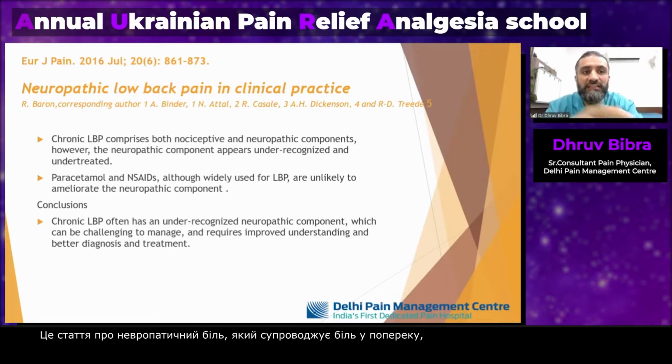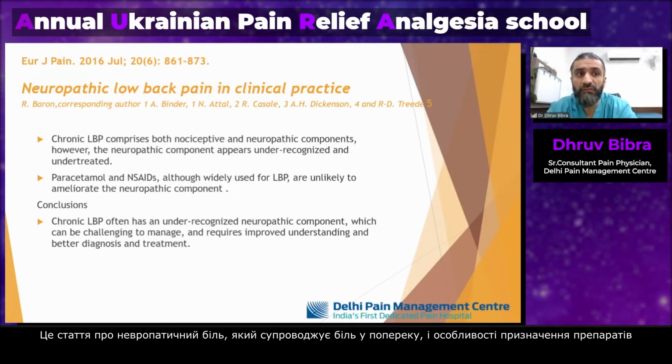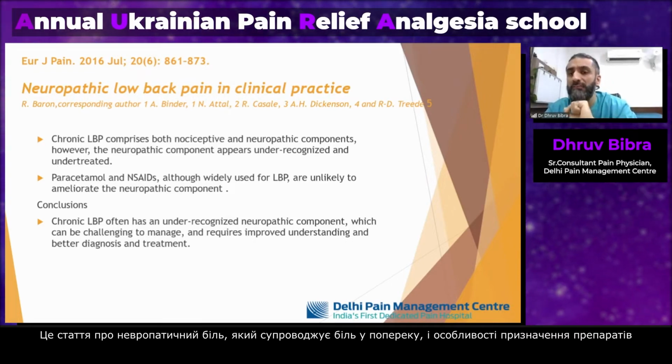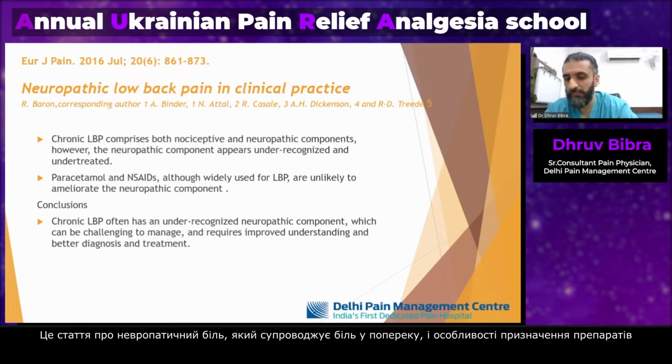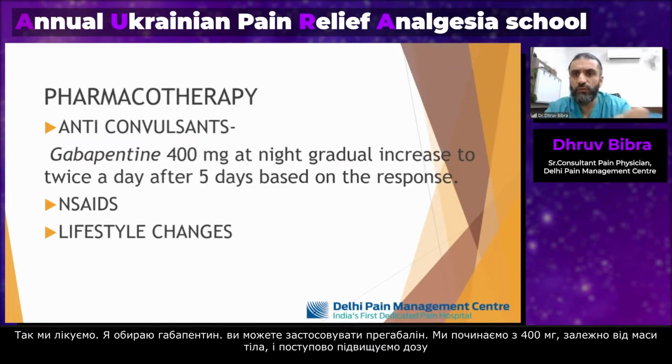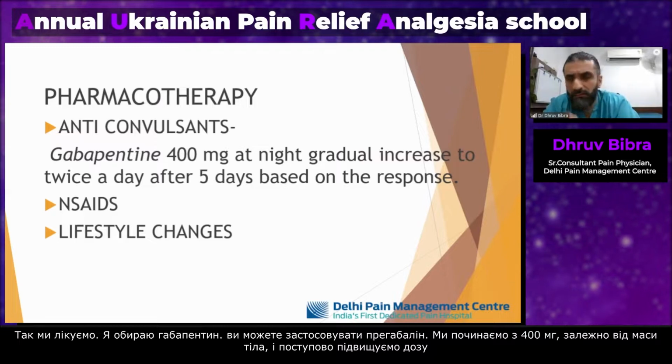Fine. So these are just articles which have come in various journals which talk about neuropathic pain as a component of low back pain. And whenever we are prescribing, yes, in these patients, you need to prescribe. Now, the thing is, how do we prescribe? So this is what we do. I chose gabapentin. You can use pregabalin, totally up to you.